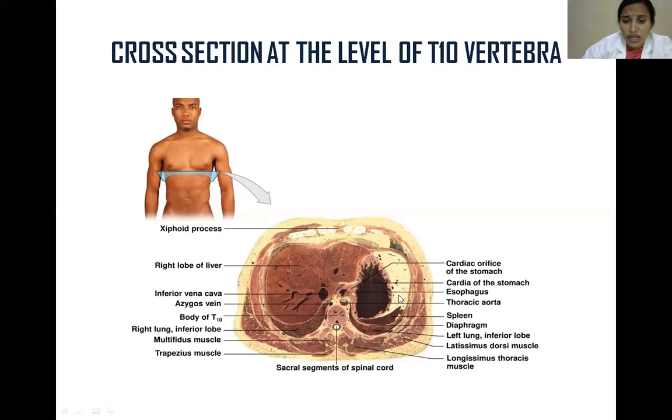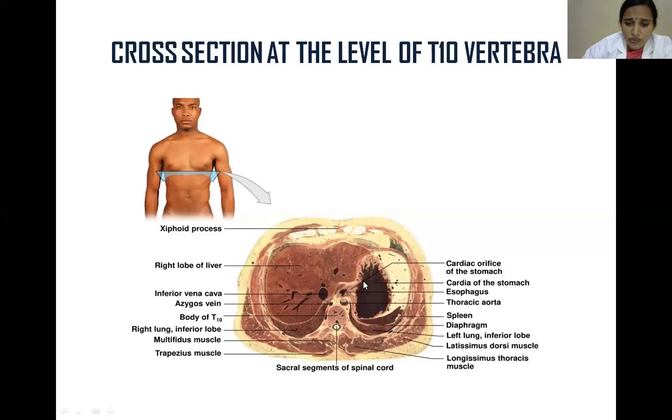Cardio-esophageal junction of the stomach. Okay, and in between the stomach and the lower lobe of the left lung, you are going to see the spleen. Okay, between the fundus of the stomach and the diaphragm, the spleen is sandwiched. So this structure is a spleen.